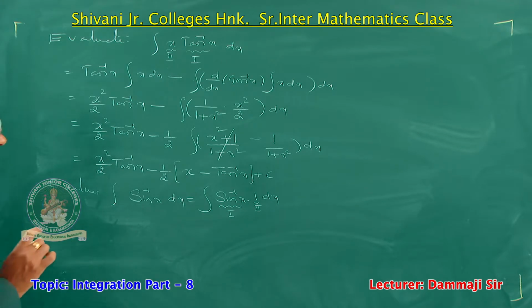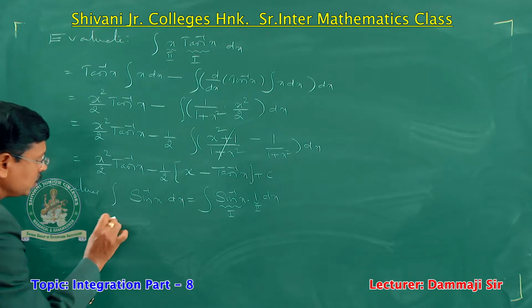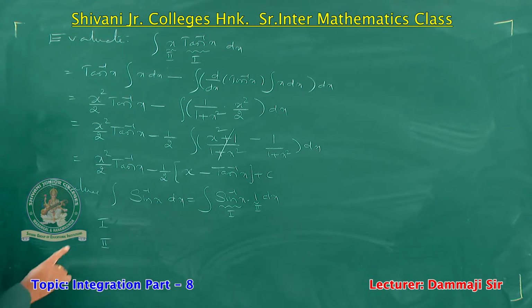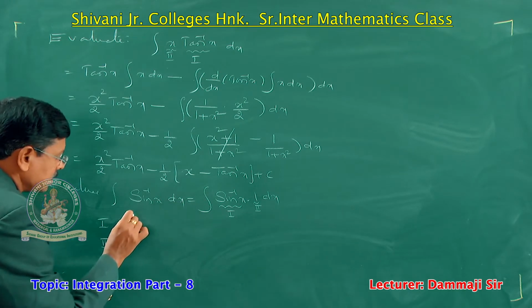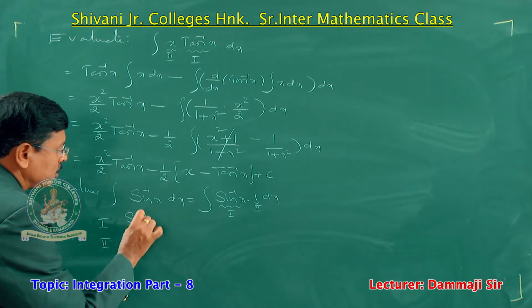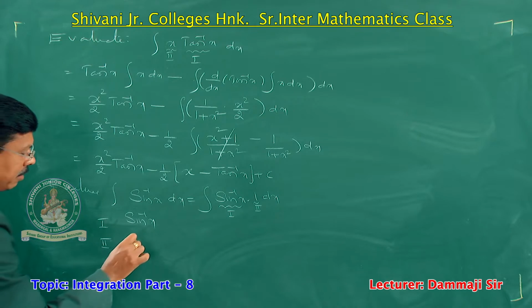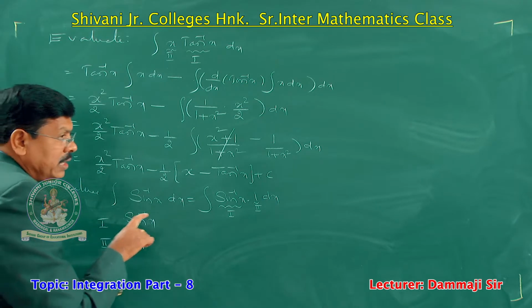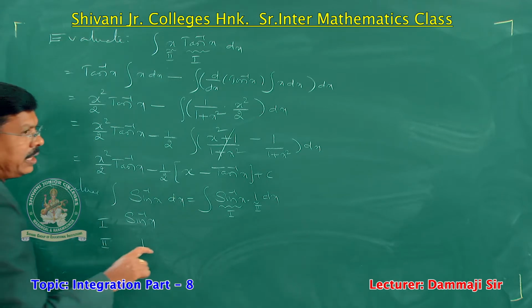What about the alternate? You can write down the first function, then go to the second one. The first one is sine inverse x. Okay, fine. The second one is 1, but I have already told that. The first one is differentiation, the second one is integration.